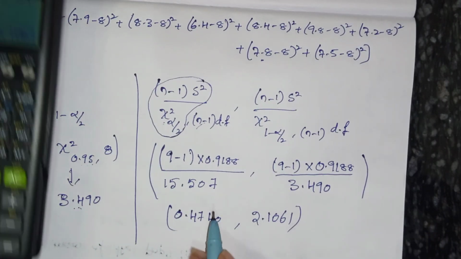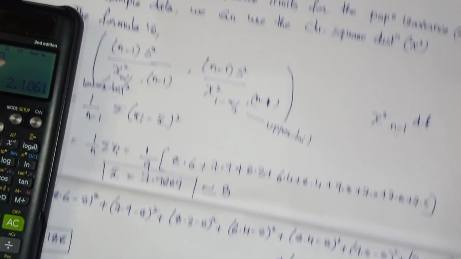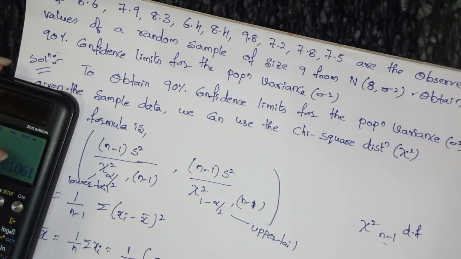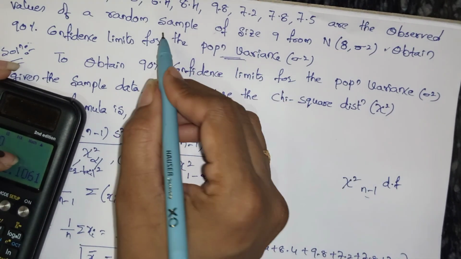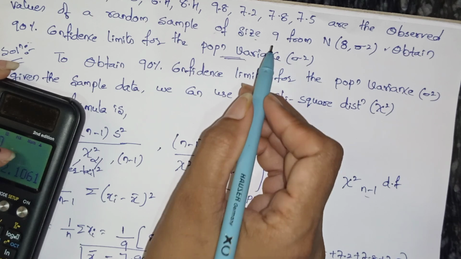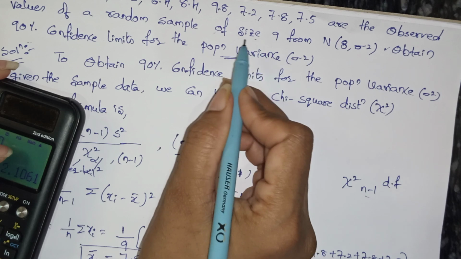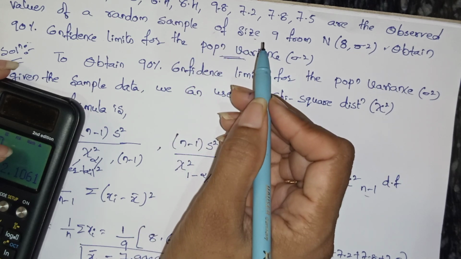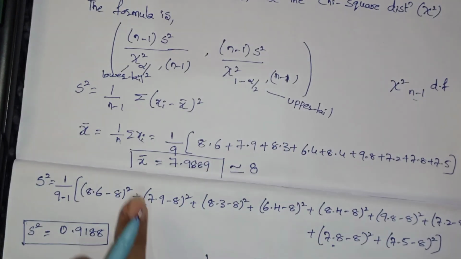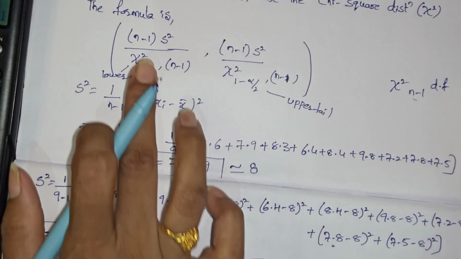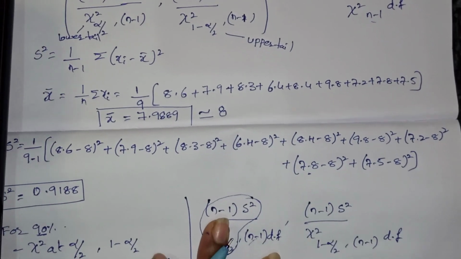So this is about the confidence limits for population variance. Why do we use chi-square distribution here? Because they are asking about population variance. When sample observations are given and we want to calculate the confidence limits for population variance, we have to use chi-square distribution confidence limits. These are the chi-square distribution confidence limits formula. Hope you all understand.